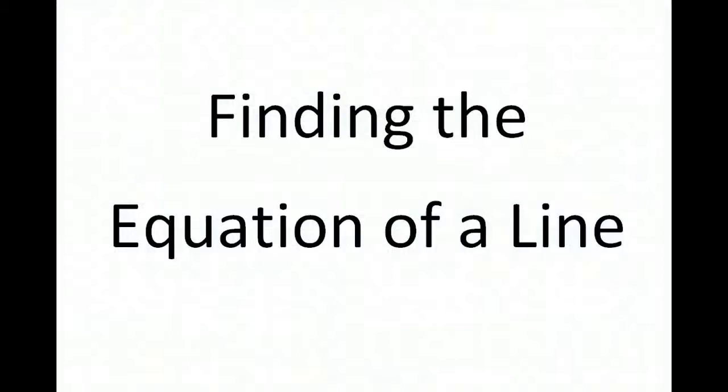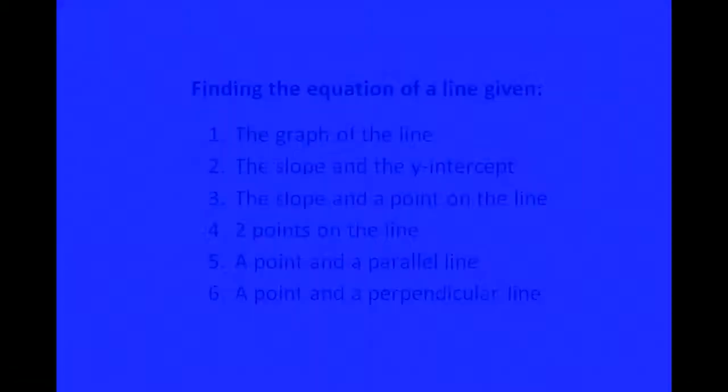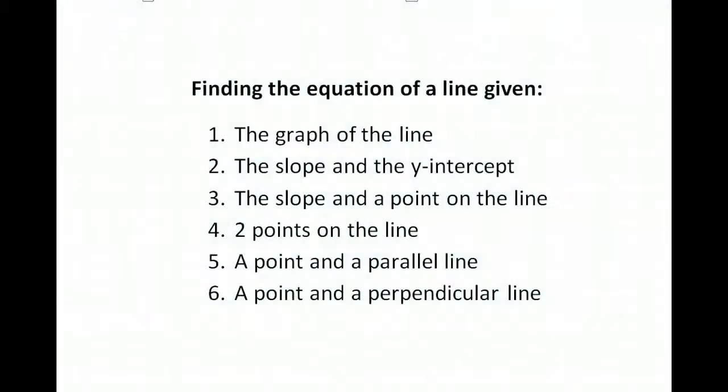This video is going to go over the various ways to find the equation of the line given various amounts of information. The examples that we're going to go over are finding the equation of the line given the graph of the line, the slope and the y-intercept, the slope and another point on the line, 2 points on the line, a point and a parallel line, and a point and a perpendicular line. So let's start with the first one.